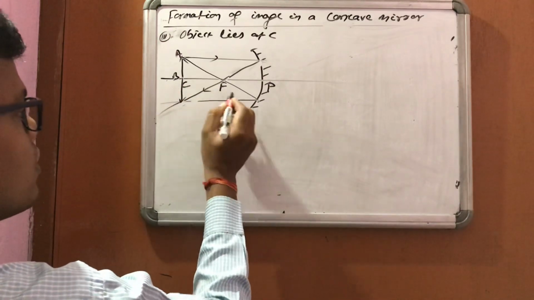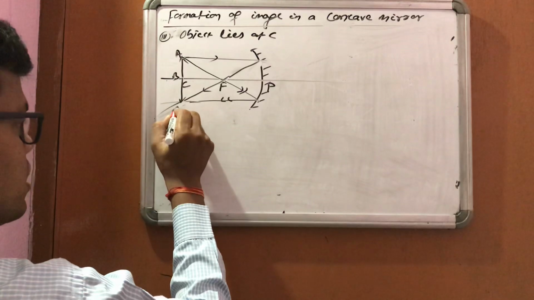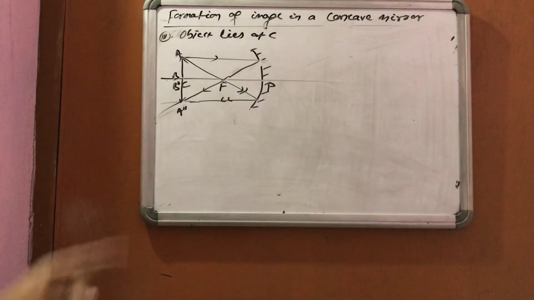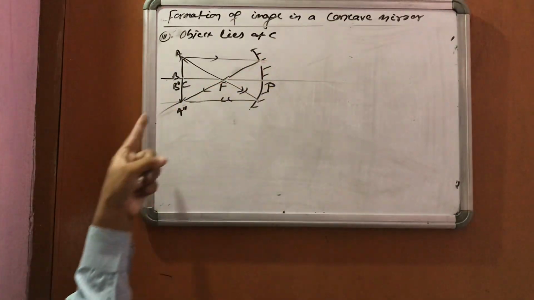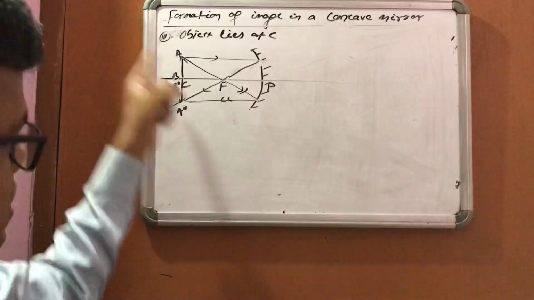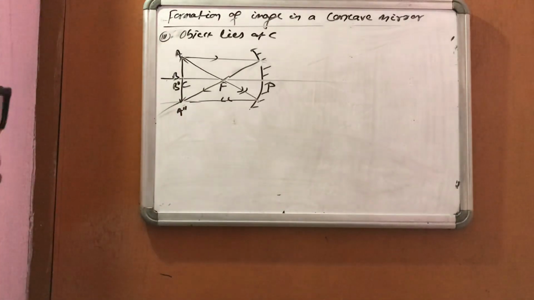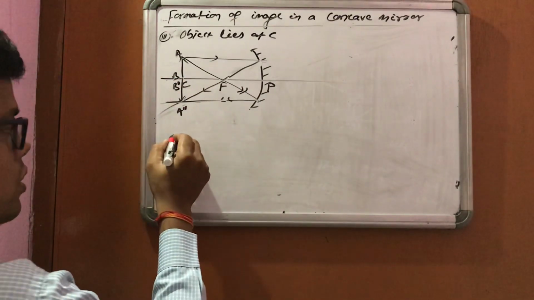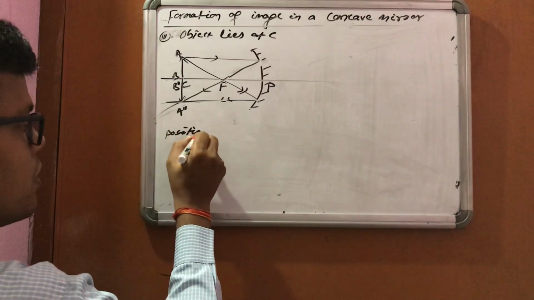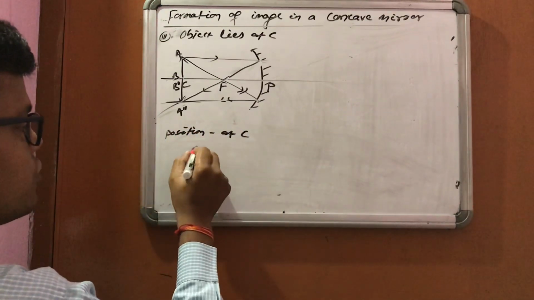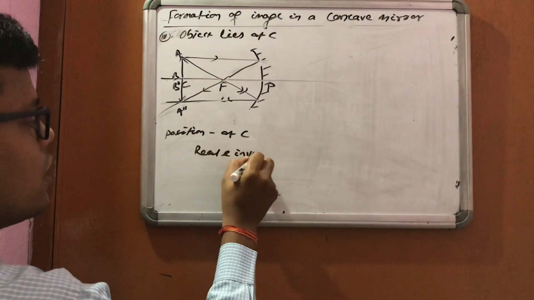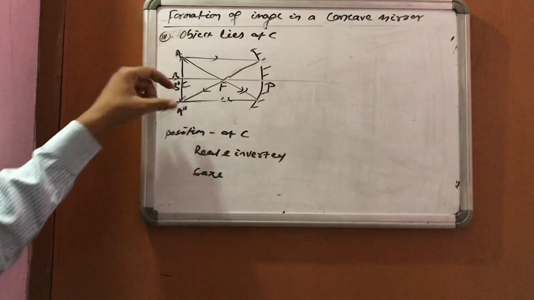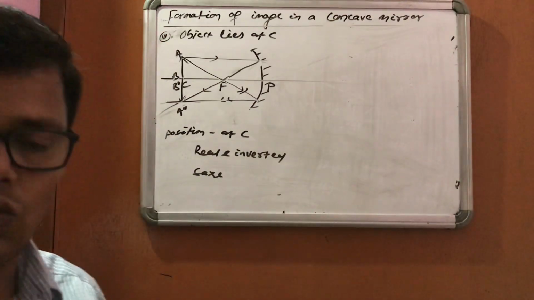It forms exactly at the same position. The light ray coming parallel to the principal axis passes through the focus. The light ray passing through the focus becomes parallel to the principal axis. So these light rays meet at the point at C. So what is the position? Position of the image is at C. Nature, real and inverted. Size is the same size. You can see the size of the object and size of the image are equal.